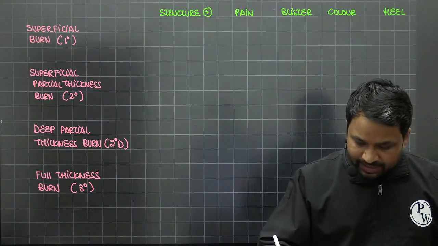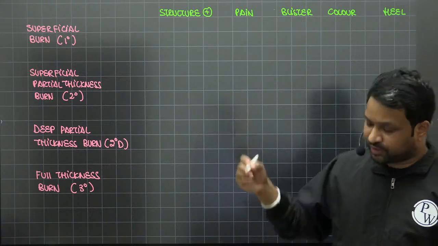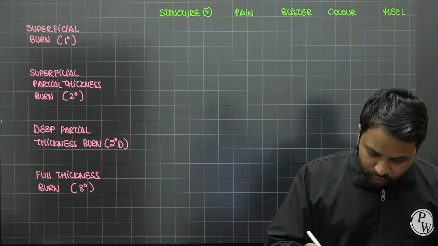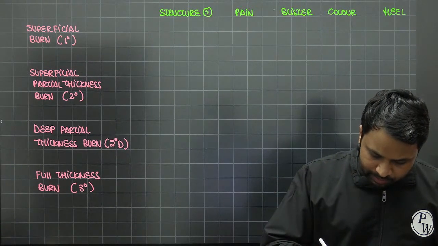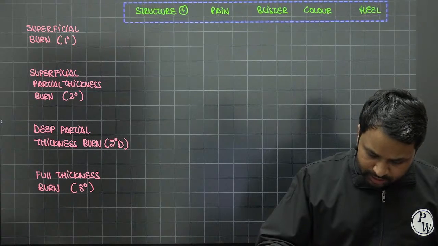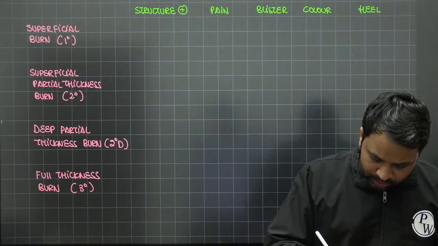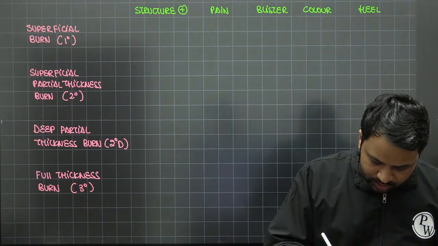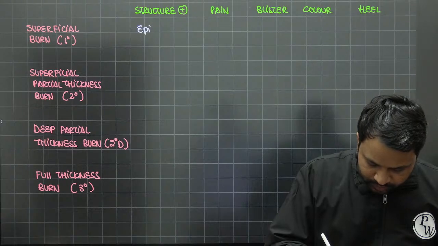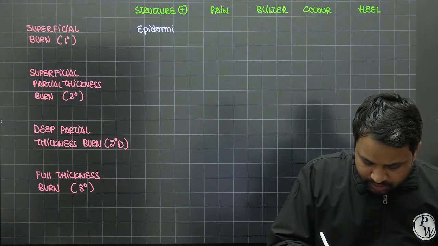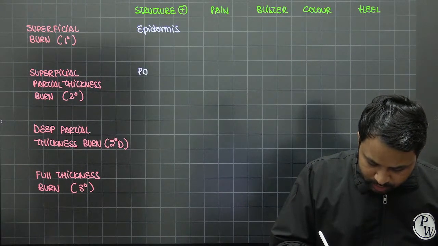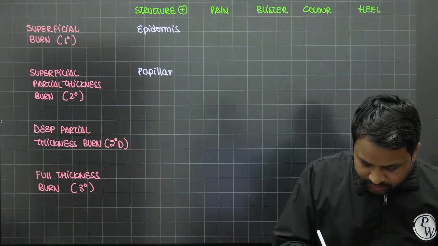Now, when we say that you have a patient who's got a superficial burn, here the structure involved is only going to be the epidermis of the skin. Here it is going to be the epidermis of the skin. Here it is going to be the papillary dermis of the skin.